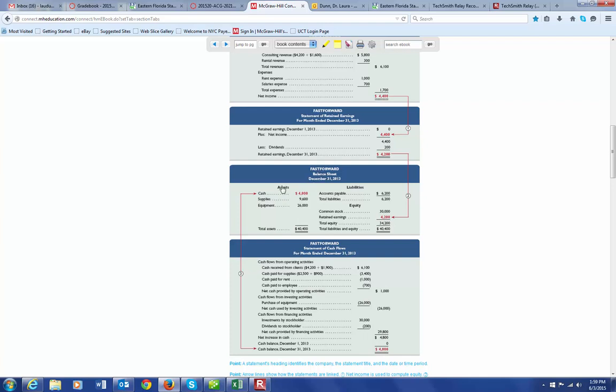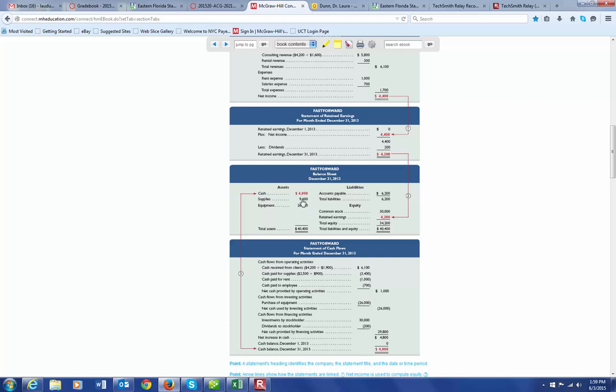Now remember, balance sheet, assets on one side, liabilities and equity on the other side. They have to balance. If they don't, something is off in your financial statements. So the assets, this company has cash now of $4,800. It has supplies worth $9,600 and equipment worth $26,000 for a total of $40,400.